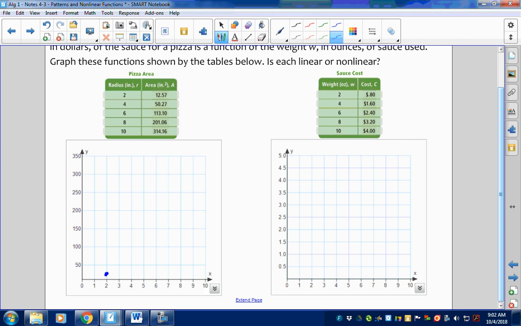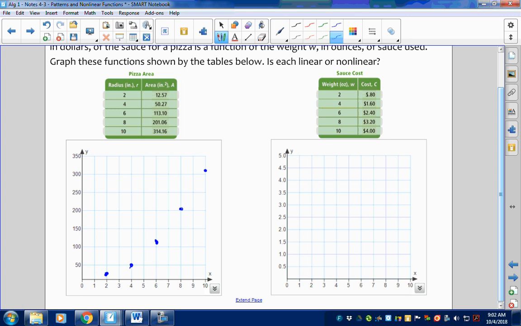4 over and it's about at 50. And then 6 over and I'm about at 113. So just do your best to estimate it. Already with 3 points you can see that it is not linear. It seems to be curving. Over at 8 it's up at about 201, so about 200. And then at 10 it's up at 314.